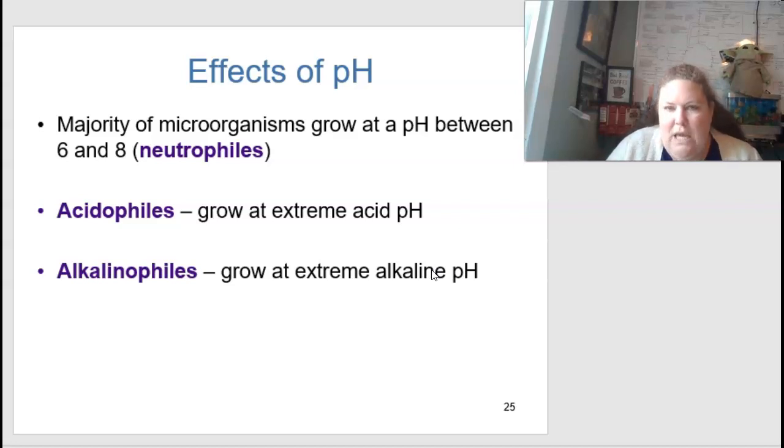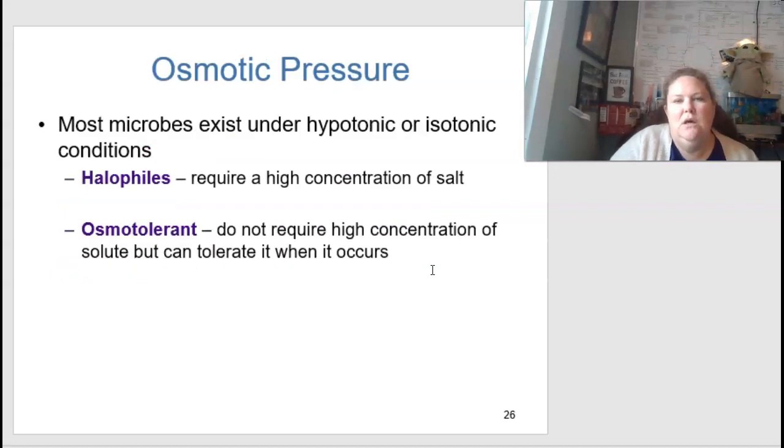So moving on to pH. The majority of microorganisms grow at a pH between 6 and 8, and these would be neutrophiles, neutral for pH, which is 7. Acidophiles are going to grow at the acidic or lower numbers, whereas alkalinophiles are going to grow at extremely alkaline or basic pHs.